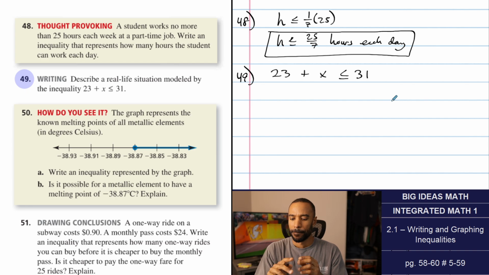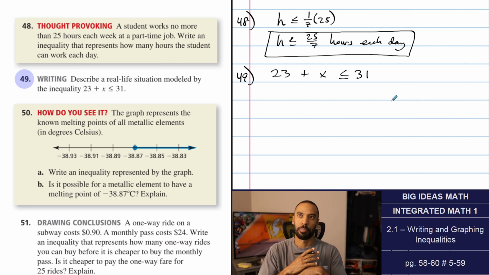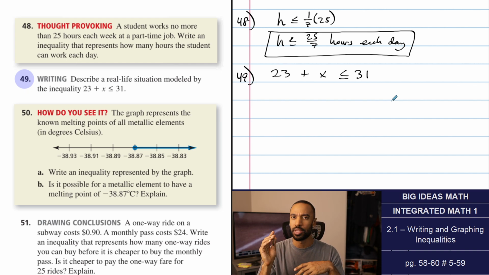23 and 31. 31 days in a month, but then you can't be more than 31 if that's the case. Let's just do money. You spent $23 on something and you only have $31, right? And you don't want to exceed it.